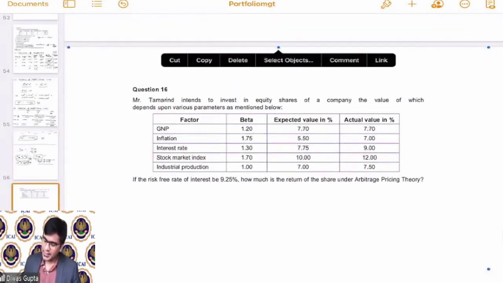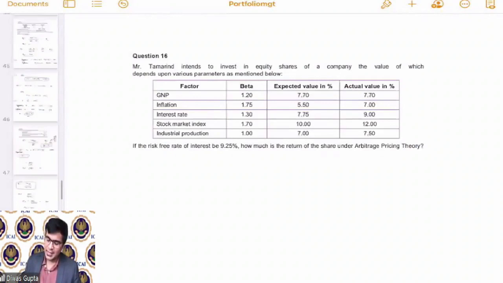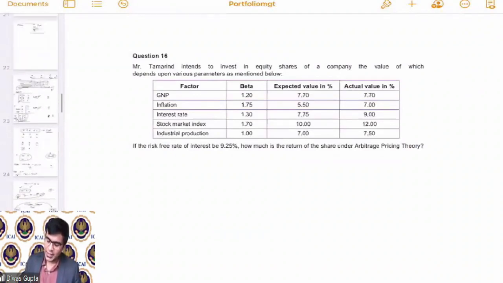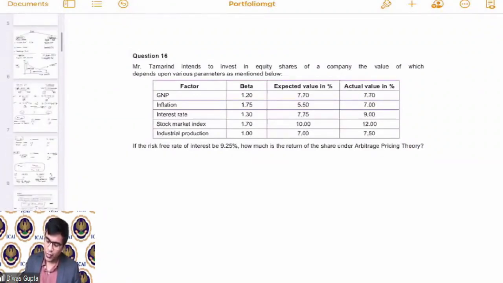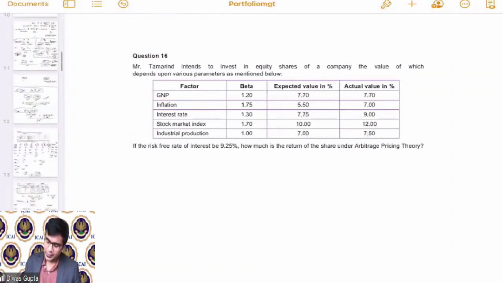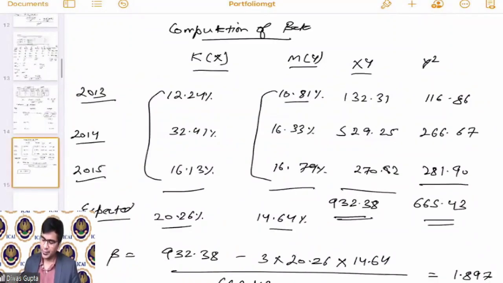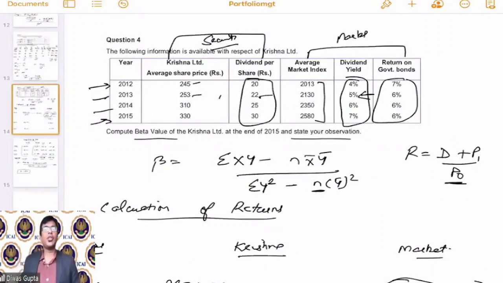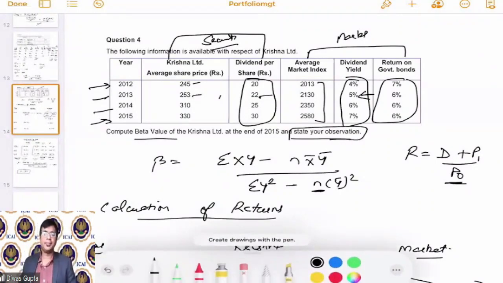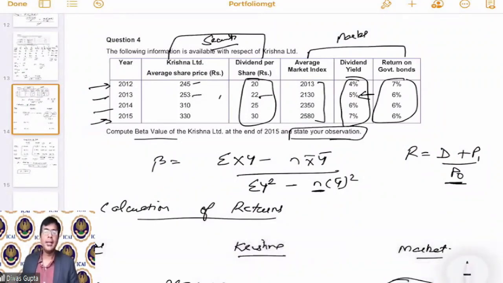Now, before going to question number 16, in the first session we covered question number 4, and at that point of time I skipped this part. Just state your observation. Why? Because at that point of time we had not done the CAPM. Now we have done the CAPM and we can solve this part as well.